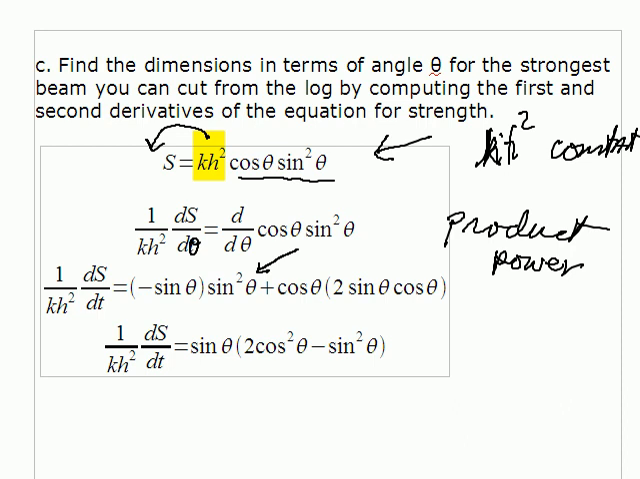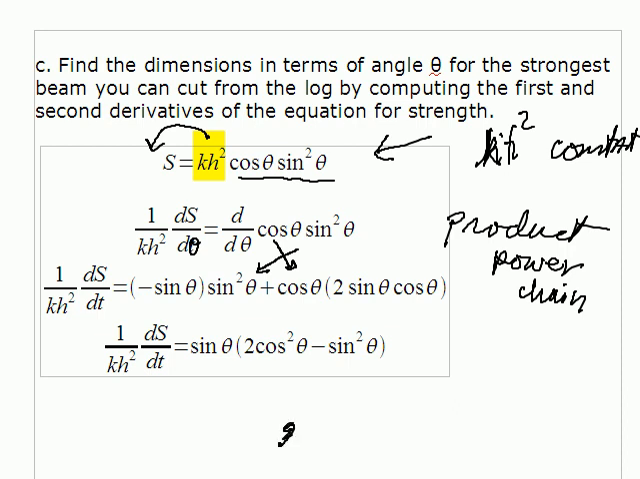Derivative of cosine theta is minus sine theta. Now I hold the cosine theta constant and take the derivative of sine squared theta. I'm using the power rule inside the chain rule. So the 2 is going to come out in front, and I get sine theta. Then I take the derivative of the inside.